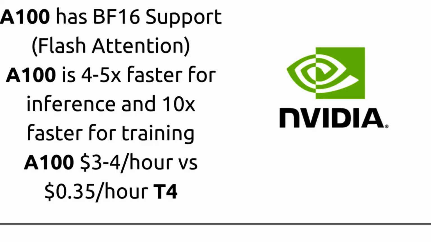The A100 is 4 to 5 times faster for inference and 10 times faster for training. And if you look at the cost though, the A100 is around $3 to $4 an hour versus 35 cents an hour for the T4. And again, these are just estimates and they could change over time.